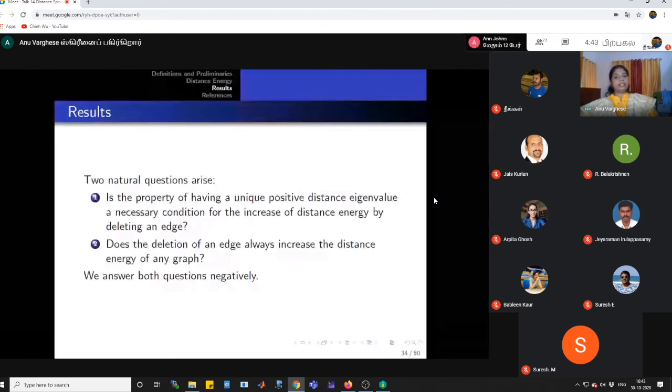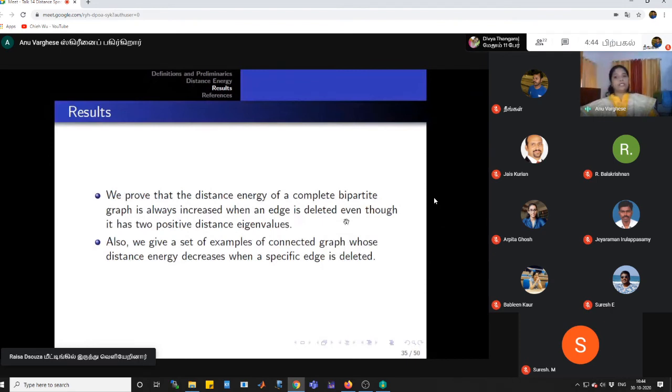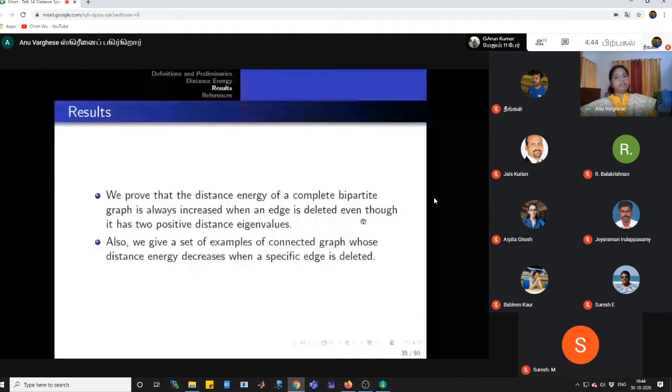For many examples, we have found an increase of distance energy. We proved that for the complete bipartite graph, which is a graph having two positive distance eigenvalues, the distance energy increases on edge deletion. So the first question is solved. And we can have a set of examples of connected graphs in which distance energy decreases when a specific edge is deleted. So such examples also exist. That answers the second question.